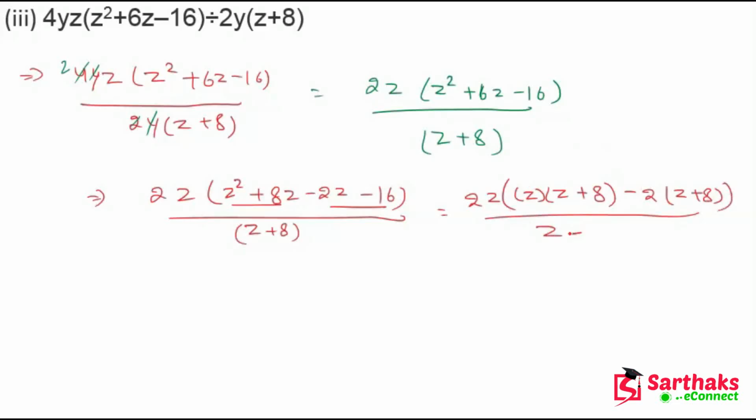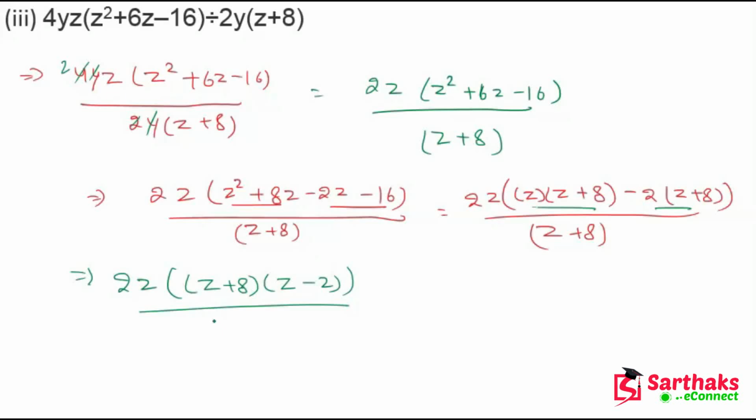And in the denominator we have z plus 8. So from these two terms we can take z plus 8 as a common. So here we get twice of z into z plus 8 into z minus 2, and here we have z plus 8. This z plus 8 and this z plus 8 cancel, so we get twice of z into z minus 2. This is the answer of this part. I hope you understand these things, my dear friends. Now the next question, here you can see that.